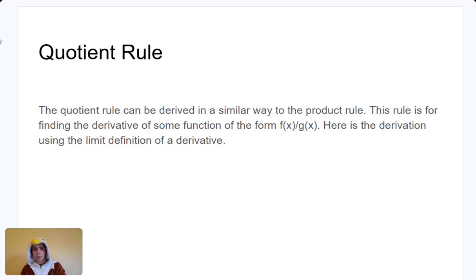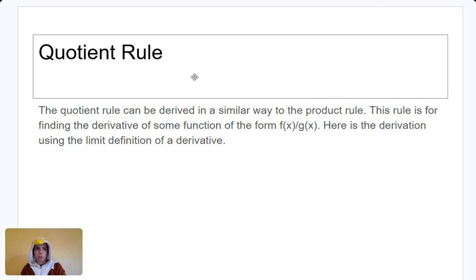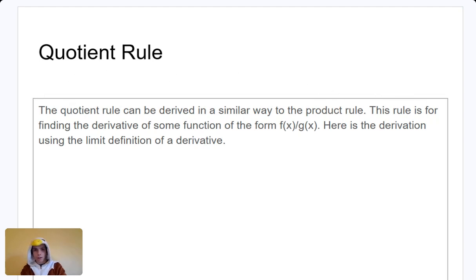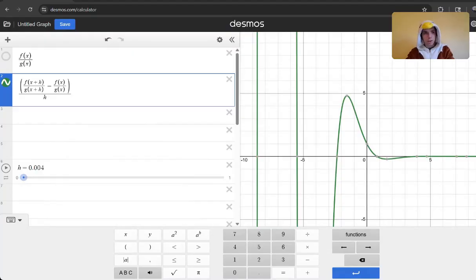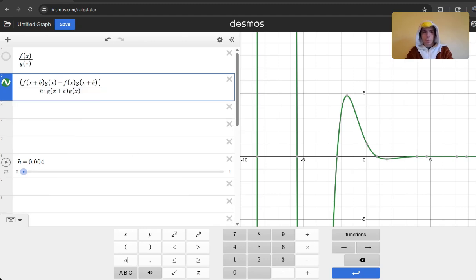Now onto the quotient rule. The quotient rule can be derived in a similar way to the product rule, and it's the rule for finding the derivative of some function of the form f of x divided by g of x. This is the expression for the derivative, and to make this look a little neater, we're actually going to multiply the numerator and the denominator by g of x plus h, g of x. And we get this expression here.